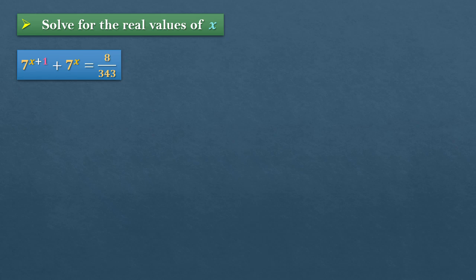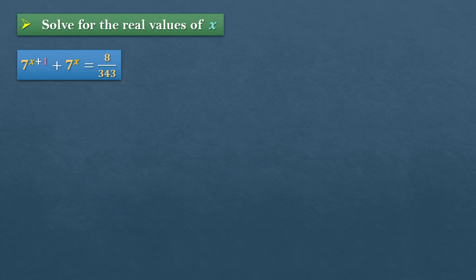Imagine uncovering the hidden structure of an exponential equation where each algebraic transformation brings clarity. In today's video, we walk step by step through a real number solution that resolves elegantly. We aim to solve the equation 7^(x+1) + 7^x = 8/343.